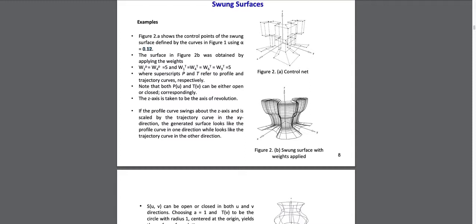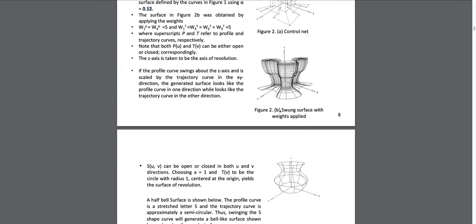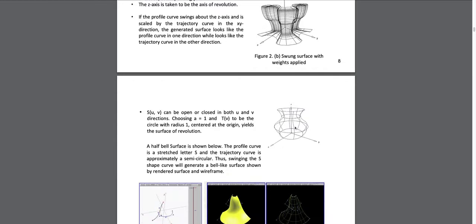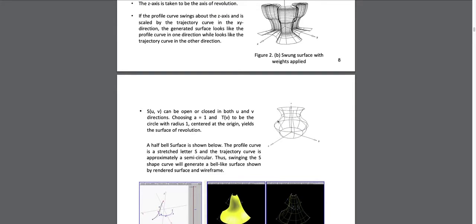If you look from the top, it appears like a trajectory curve, but if you look from the front, it appears like a profile curve. To give you more of an idea of how swinging can look, if I define the trajectory as a circle, the path of the trajectory is a circle defined around the origin, with the center point of the circle being at the origin.